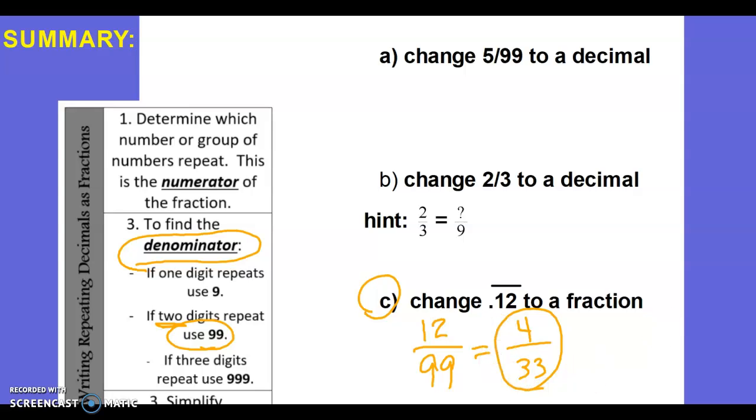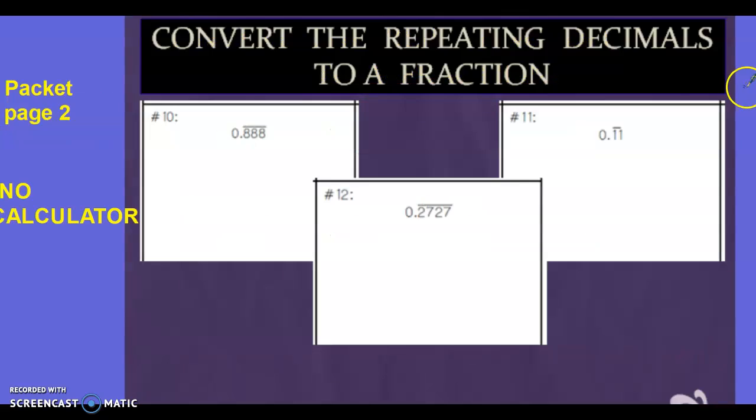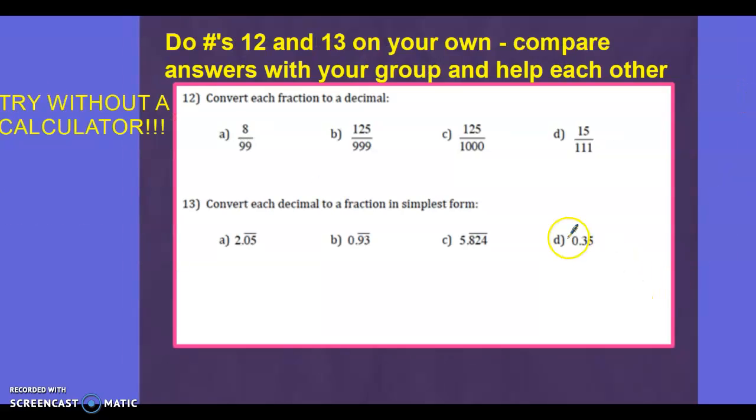Let's practice that just a little bit more. Let's look at some problems here. Number 13 on my screen. So 13a, I have 2.05 with the 0 and the 5 repeating. So I put my whole number 2 in front, and now I'm going to make my fraction with this repeating decimal. 0.05, I have a 0 and a 5 repeating. Now I could put 05 in my numerator, but really I just need 5. But since there were 2 numbers that were repeating, I put 99 in the bottom. So that is my repeating decimal as a fraction.